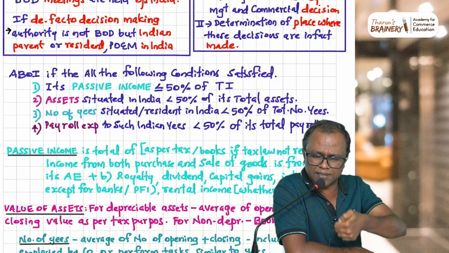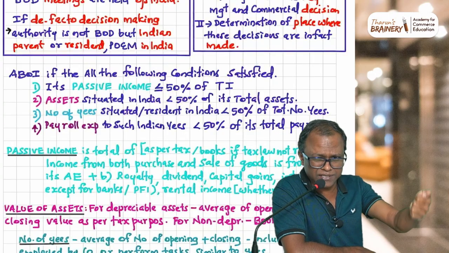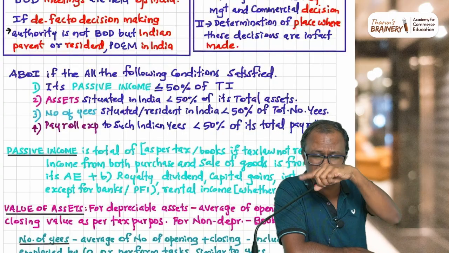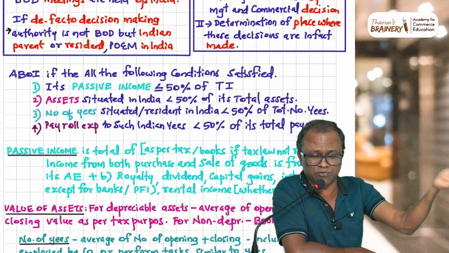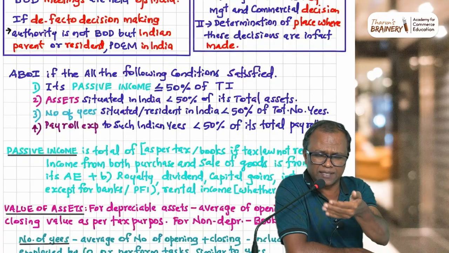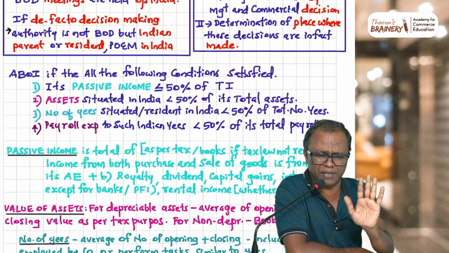So this foreign company has an AE or multiple AEs. Purchase from one AE and selling to another AE. So both sides, the AE should be involved. Purchase from AE and sale to AE. Purchase and sale of goods. From that, income is earned. That should also be classified as a passive income.